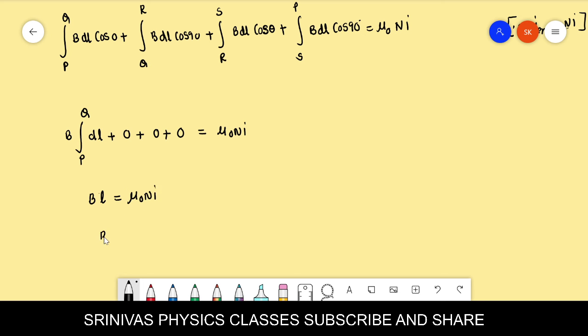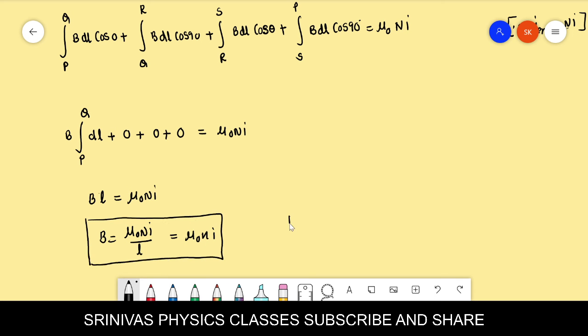I want the B formula, that is B equals mu naught N i by L. This N by L we can also write as small n, so B equals mu naught small n i. This is the formula for the magnetic induction on the axis of a long solenoid. What is capital N here? Total number of turns. L is the length of the solenoid.